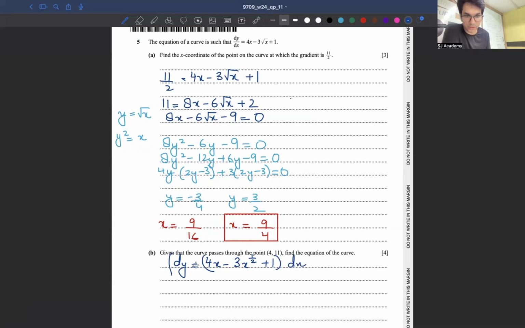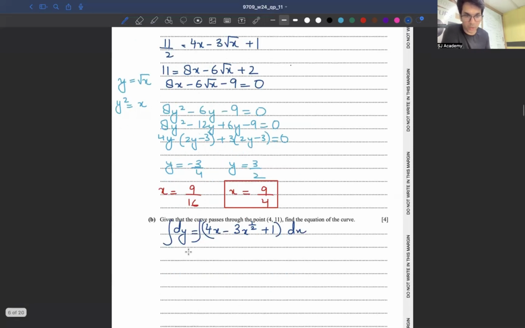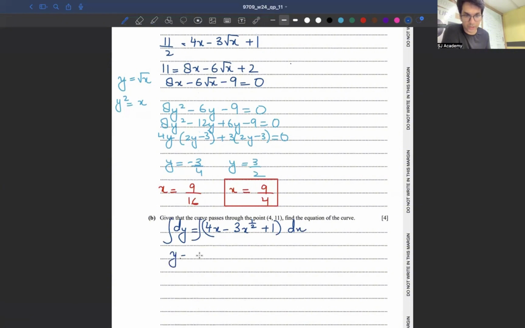Now integrating both the sides, integrating dy, we get y equals 4x squared upon 2, so that will become 2x squared. This will become 3x to the power 3 by 2 divided by 3 by 2. So the 2 will come in the numerator and 3 will cancel, so we can simply write it as 2x to the power 3 by 2. Integrating 1 we get x plus c.